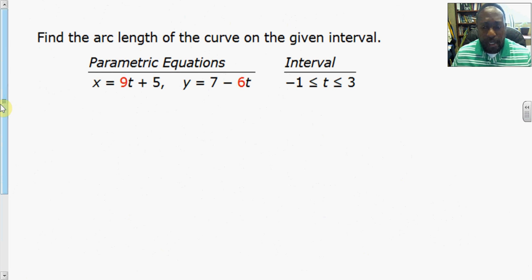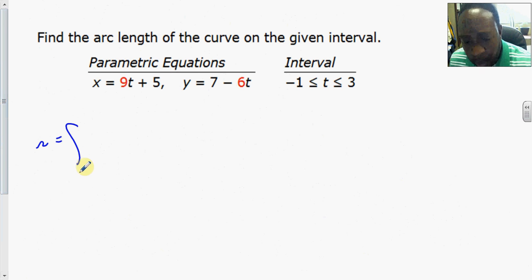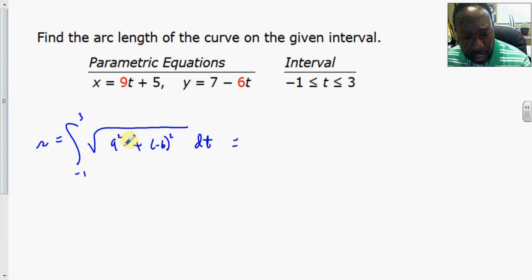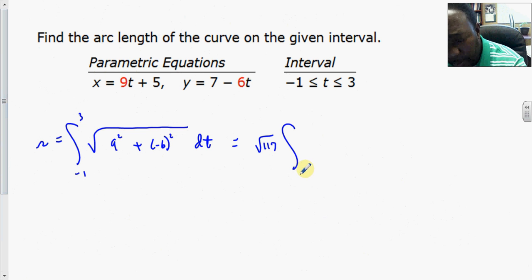Well, let's look at the arc length. That's very straightforward and direct. The arc length is the integral from a to b, where a is negative 1 and b is 3, of the square root of x prime squared plus y prime squared dt. The derivative of x is 9, so we square that, plus the derivative of y, which is negative 6, squared. So this is the square root of 81 plus 36, so that's the square root of 117 times the integral from negative 1 to 3 of dt.